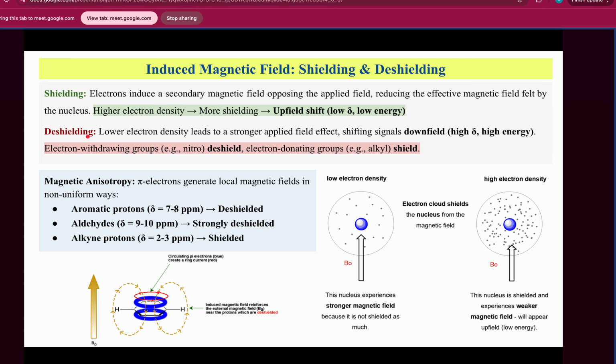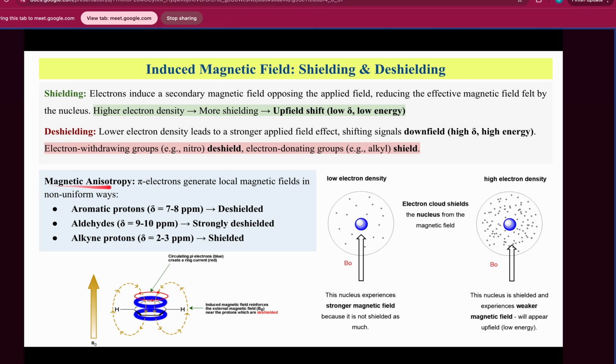The second condition is de-shielding. If there is lower electron density, what will happen? It will not be able to shield the effect of the magnetic field. So there will be a stronger applied field effect, which will shift the signals downfield, which means high delta, that is a high energy state. Electron withdrawing groups such as nitro de-shield, while electron donating groups such as alkyl shield. So de-shielding will increase the value of chemical shift, whereas shielding will decrease the value of chemical shift.